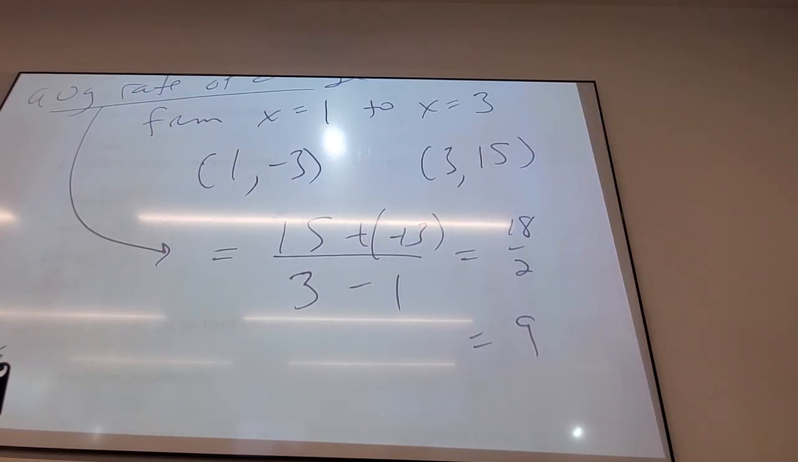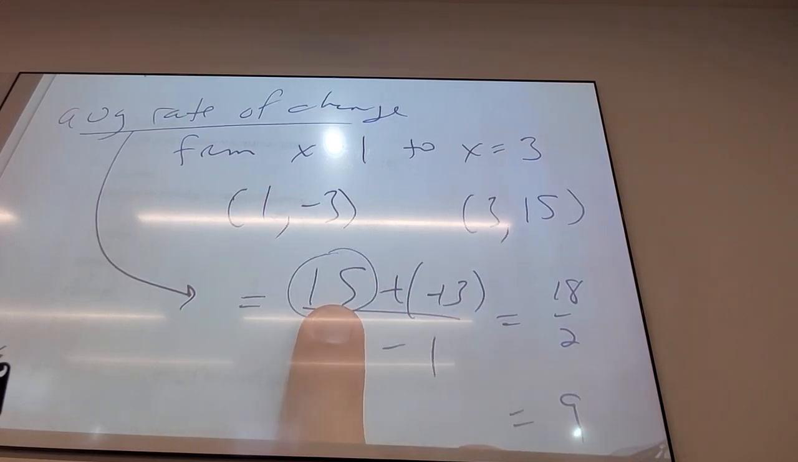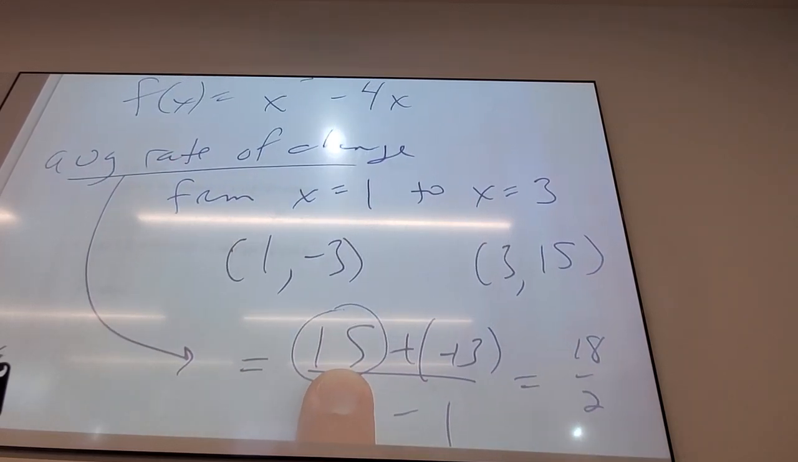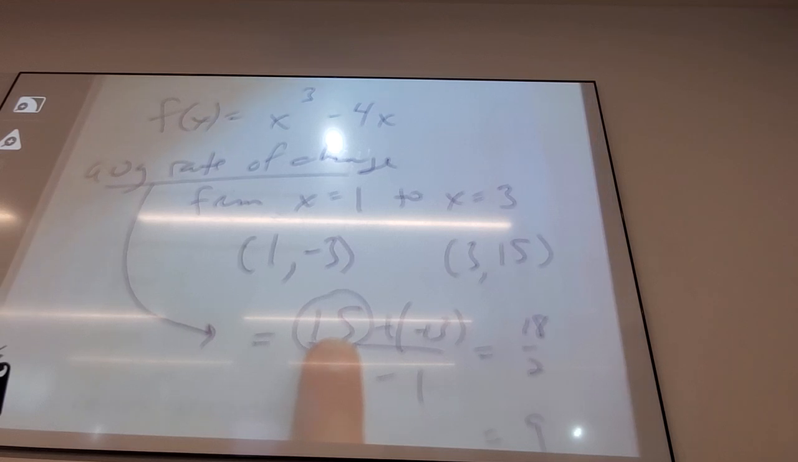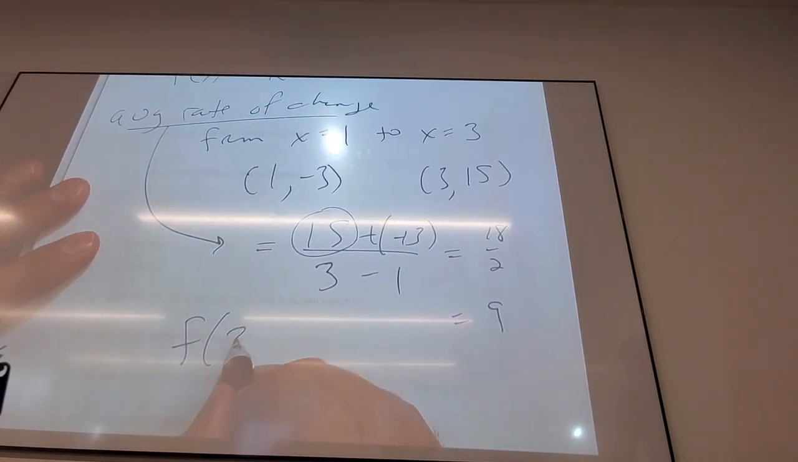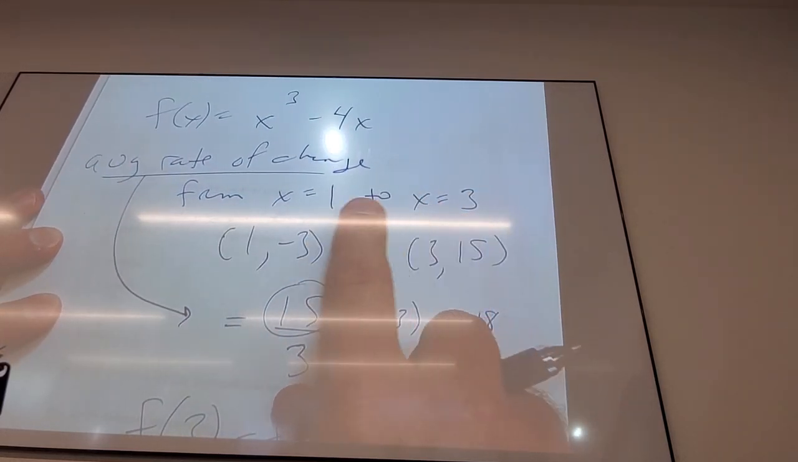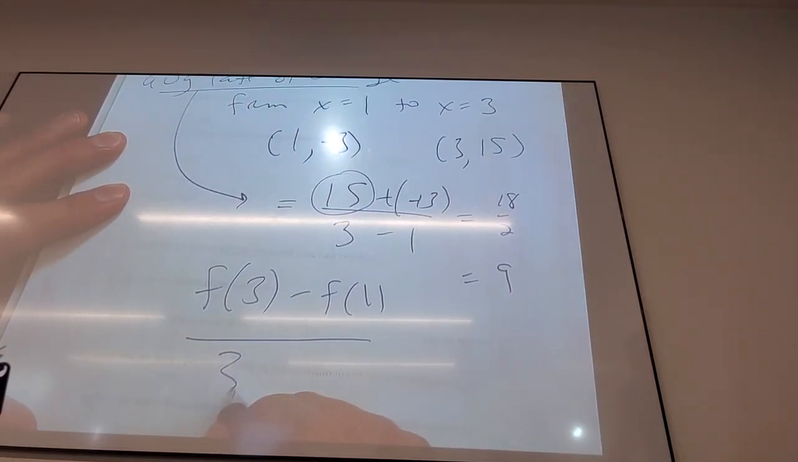So just to show you what the book is going to make this look like, can somebody remind me where 15 came from? Where did 15 come from? Putting 3 into f, right? So what we really just did was f of 3 minus f of 1, y2 minus y1, over x2 minus x1.